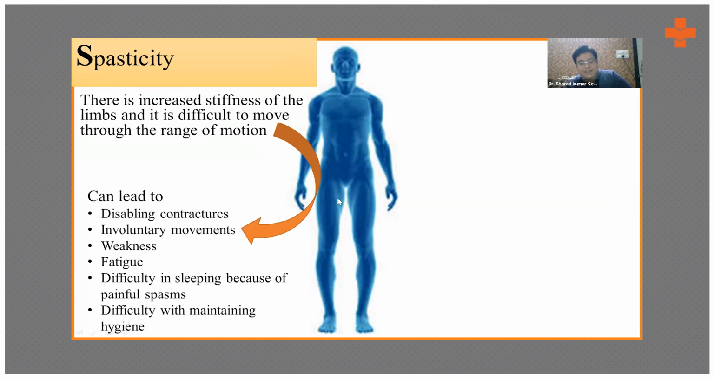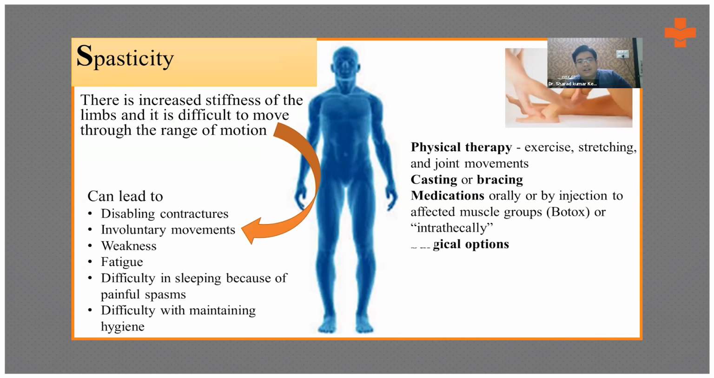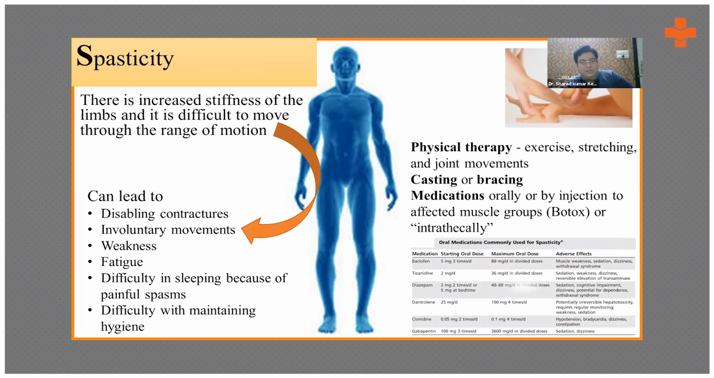Initially, non-pharmacologically, you can go for physical therapy in the form of exercises, gentle stretching of the increased tone muscles, then joint movements. You can go for progressive casting or serial casting, we call it. Then lastly, we also have Botox and other local motor point injections like phenol in the particular muscles which are affected. And surgical is the last option, wherein we go for SDR, selective dorsal rhizotomy, right?